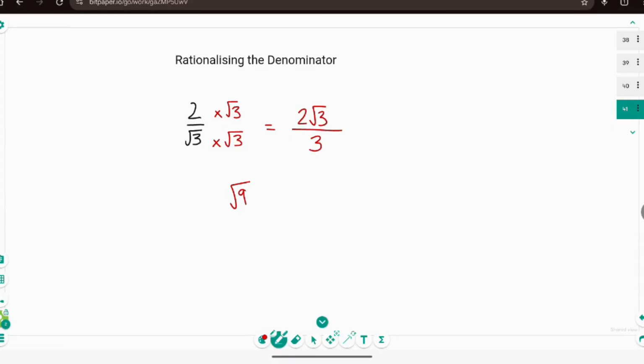Why? Because root 3 times root 3, we can multiply the 3's together, which gives us 9, and the square root of 9 is 3. It's because the squaring of it reverses the square root, if that makes sense.